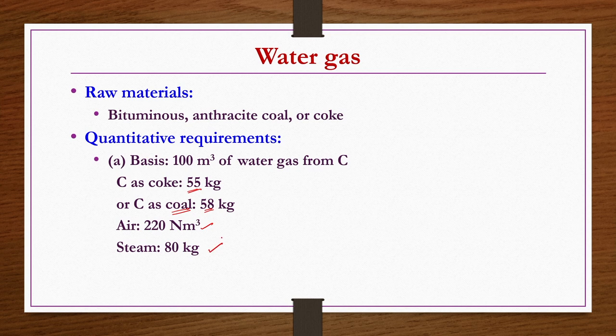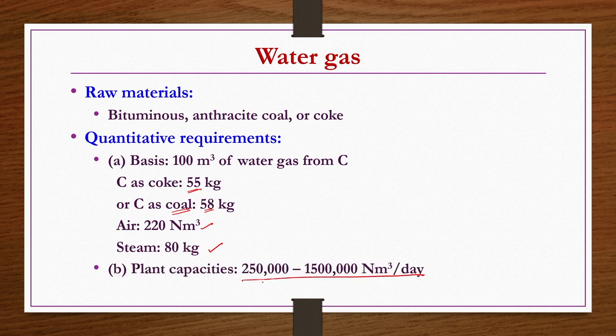Steam, 80 kgs required. Plant capacities: such water gas production plants have high capacity, something like 2,50,000 to 15 lakh normal cubic meters of water gas per day.